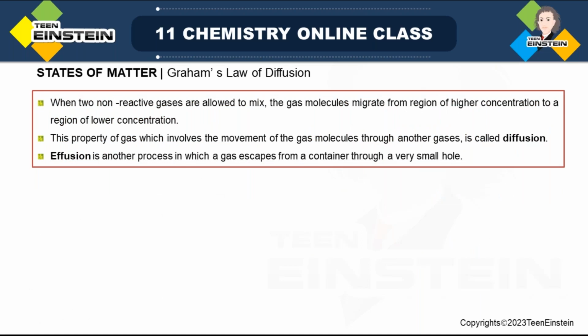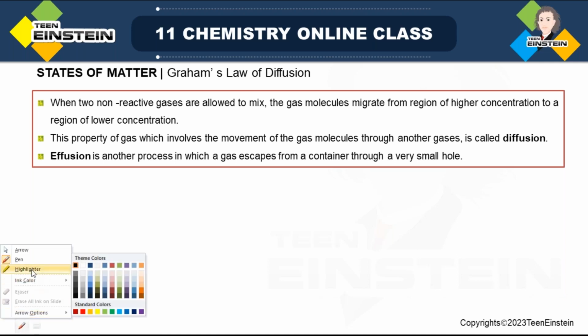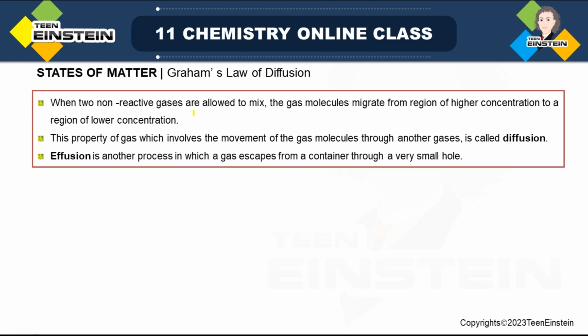So after this partial pressure law, next we have Graham's law of diffusion. When two non-reactive gases are allowed to mix, okay, so in the previous case also we have taken non-reactive gases. Here also the same thing, you have to take a non-reactive gas mixture. Then the gas molecules migrate from a region of higher concentration to a region of lower concentration.